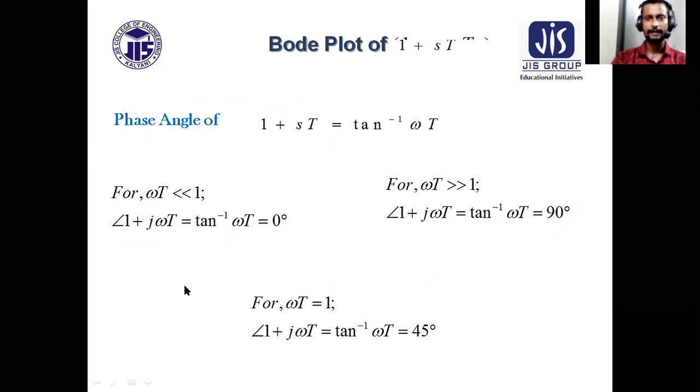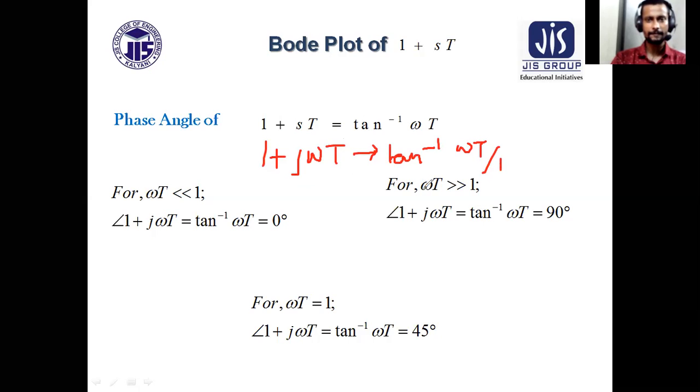Now what is phase angle? Phase angle of 1 plus st term will be tan inverse omega t. For 1 plus j omega t, the phase angle will be tan inverse omega t by 1, isn't it? Like the previous one, 1 plus j omega t will have a phase angle of tan inverse omega t divided by 1, tan inverse b by a.